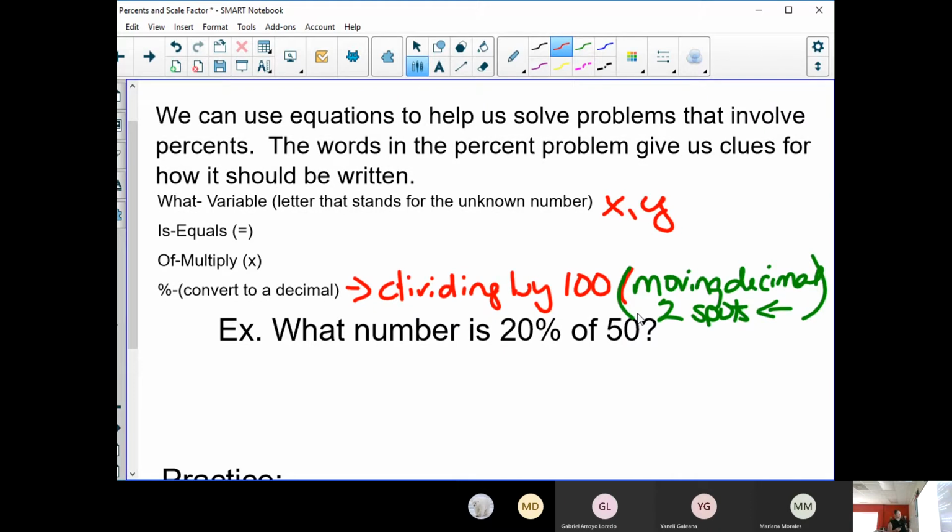So what number is 20% of 50? So if I remember back up here, what tells me I need a variable? So where what number is in this problem, I'm just going to write an X, okay? Because we don't know what that number is. So X is going to stand for that number. Is tells me we're going to put an equal sign.